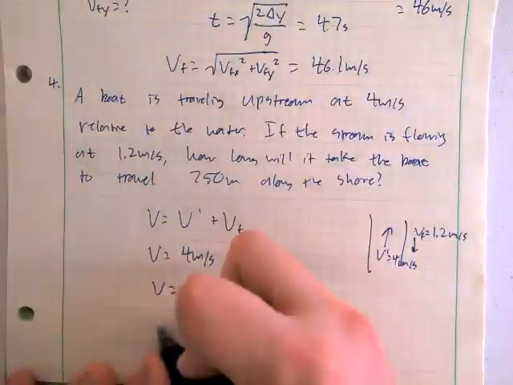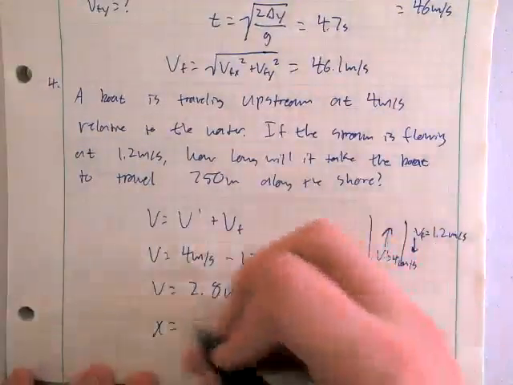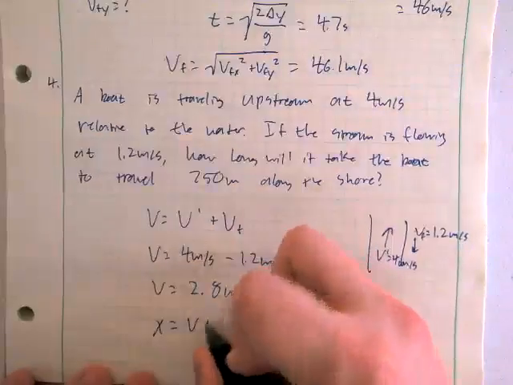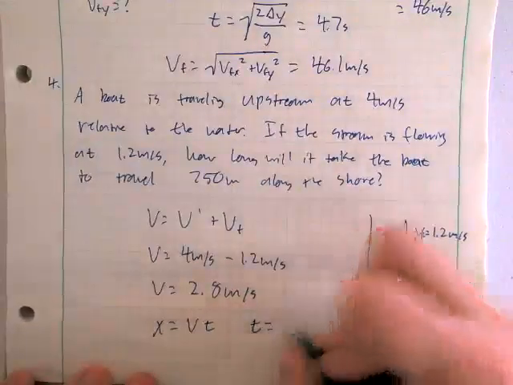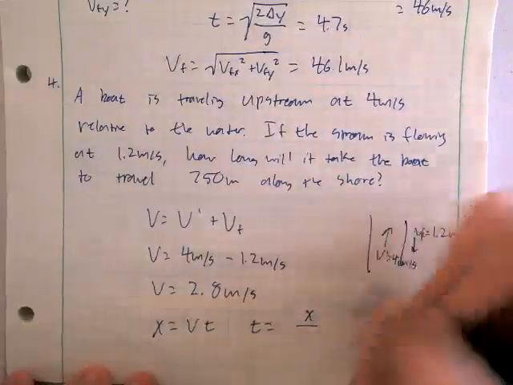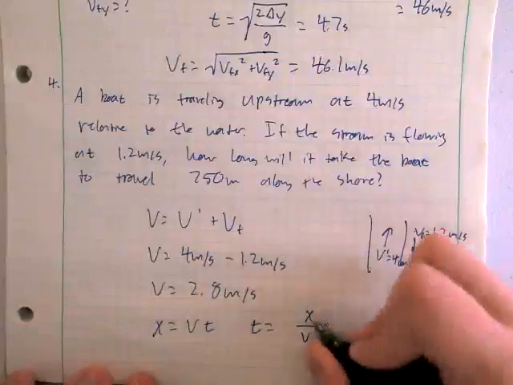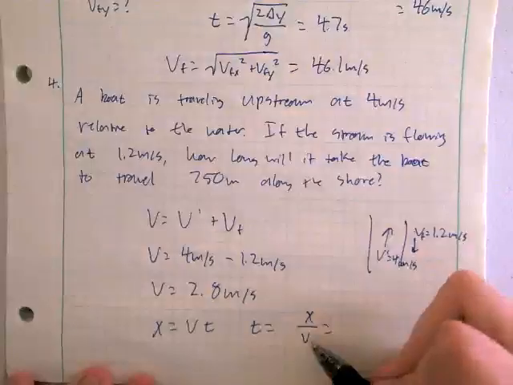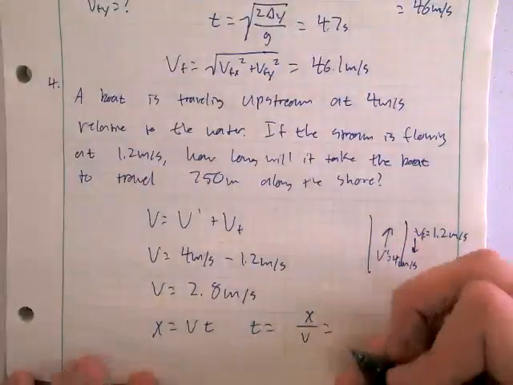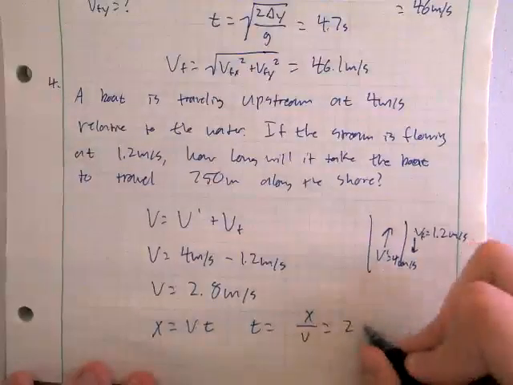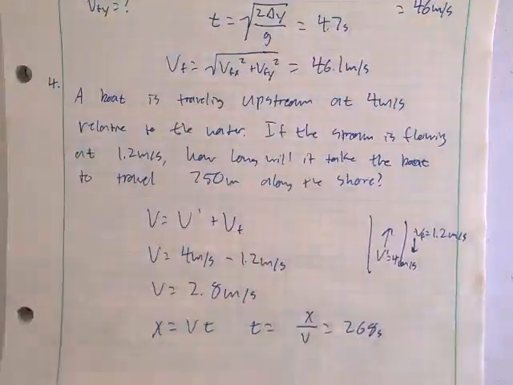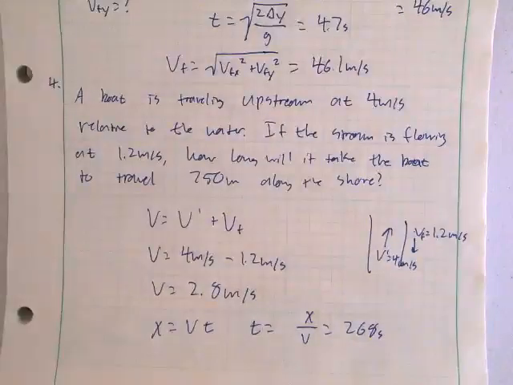This, of course, gets us a speed of 2.8 meters per second. Now, again, we just have a very simple distance equals rate times time. X equals v times t. T equals x divided by v. So we have our 750 meters divided by our 2.8 meters per second relative to the ground, and what we get is about 268 seconds, right?